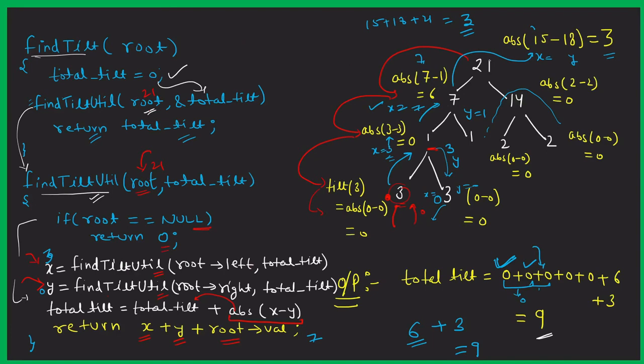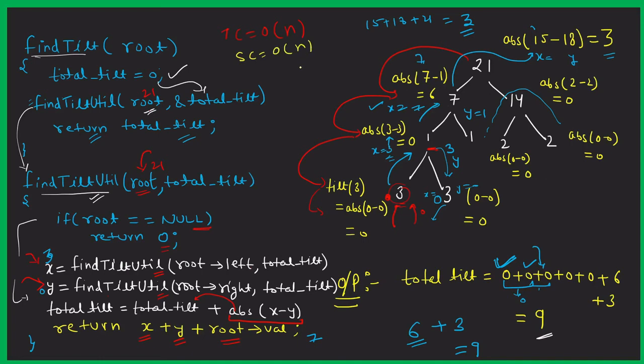As you see, we are traversing each and every node. So the time complexity will be order of n, where n is the number of total nodes in this tree. And what is the space complexity? We have not used any space as such, but if we count the space used by the recursion stack, then the space complexity will be order of n.